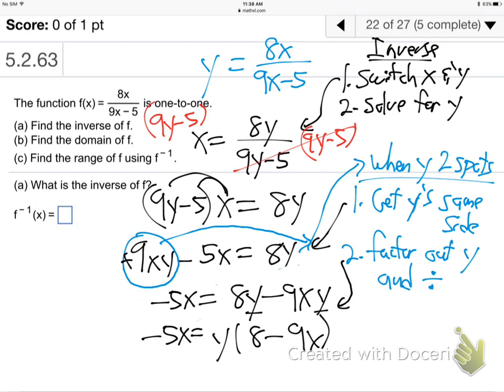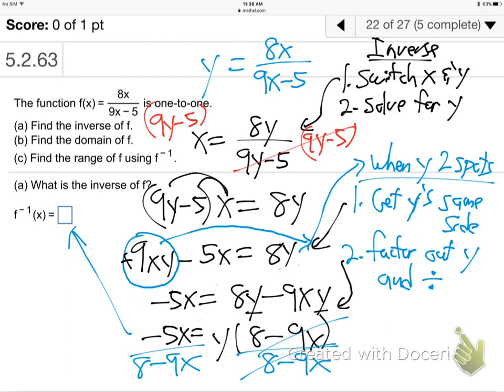Everybody see that? We factored it out. Now divide. Divide by the 8 minus 9x. There it is. Y is alone. That's the inverse function. There's our answer.